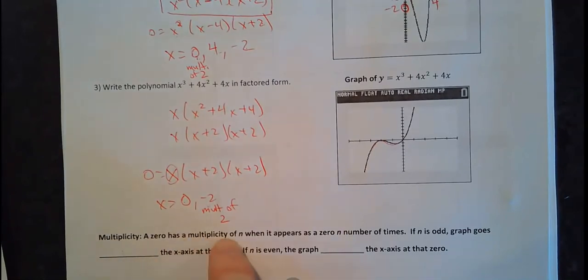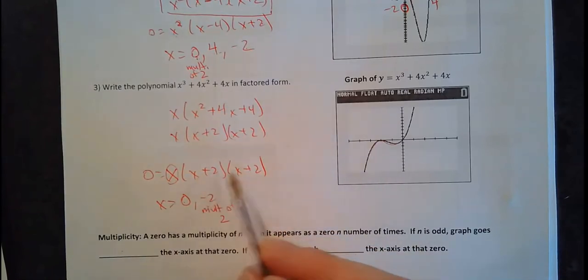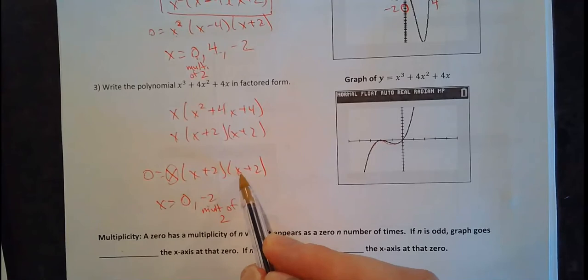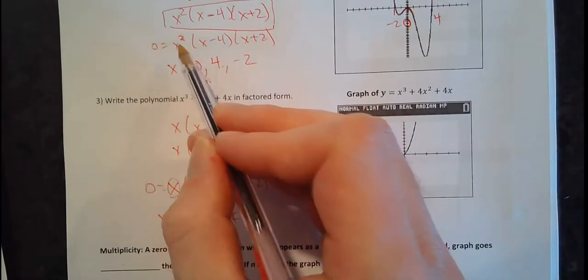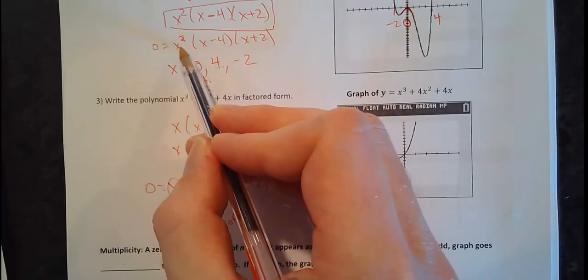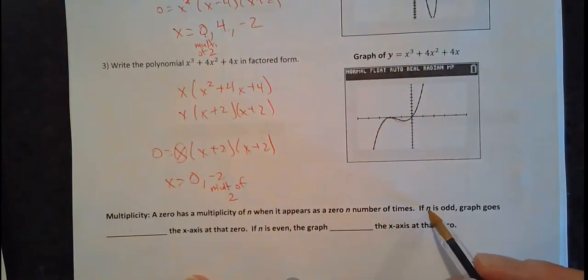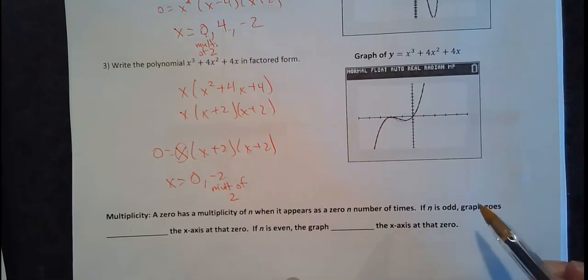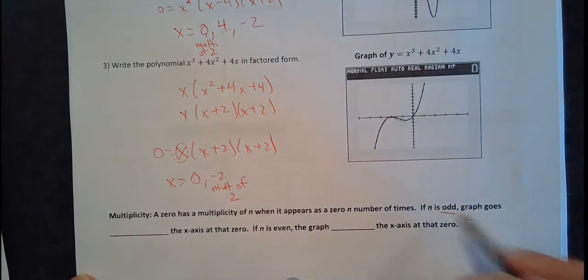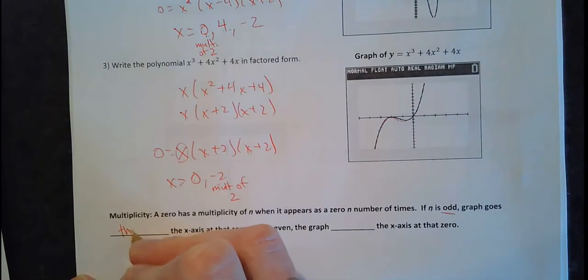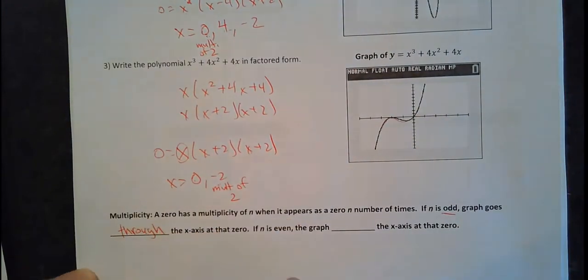A 0 has a multiplicity of n when it appears as a 0 n number of times. Negative 2 showed up twice, here and here. Up here, 0 actually showed up twice because it was x squared, x times x, so 0 times 0. If the number of times it shows up is odd, the graph goes through the x-axis.